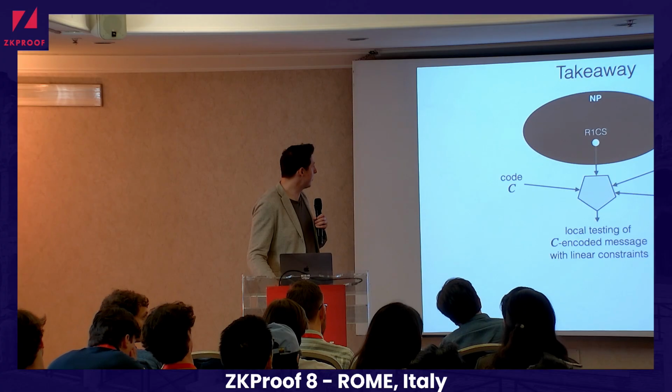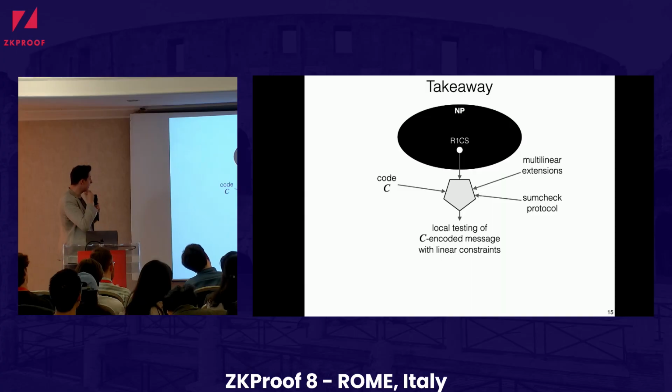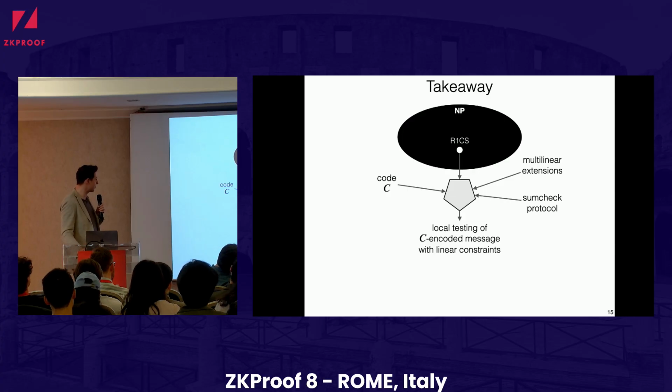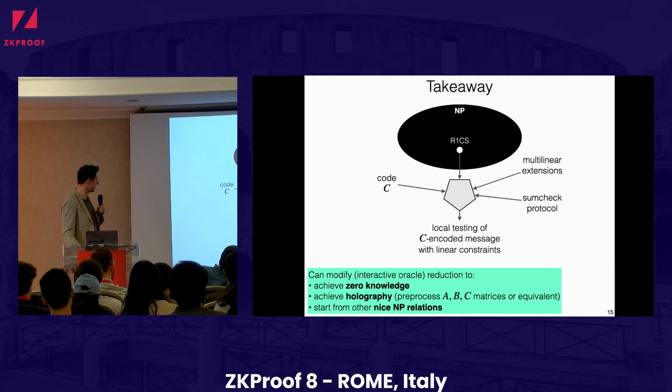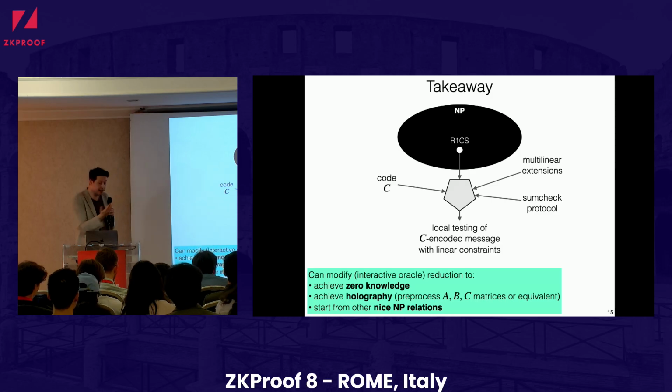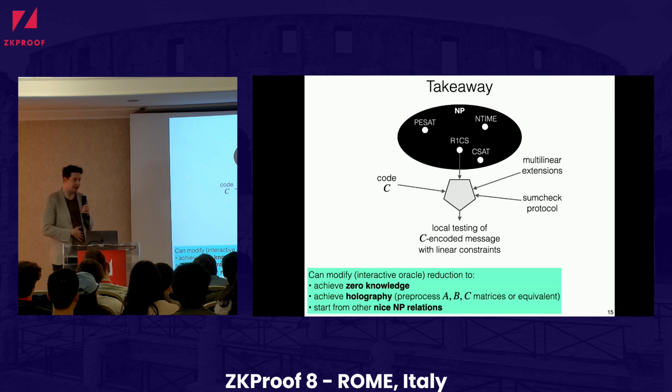All right, so takeaways: we had NP, a well-chosen instance, and as ingredients, an arbitrary code, multilinear extensions, and some sumcheck protocol, and now we have reduced the problem to local testing of encoded messages with linear constraints. There are all kinds of embellishments you can add, zero knowledge, holography, which we discussed. You can start from other nice NP relations, and as long as they're reasonable, you can adapt this approach to some of these.